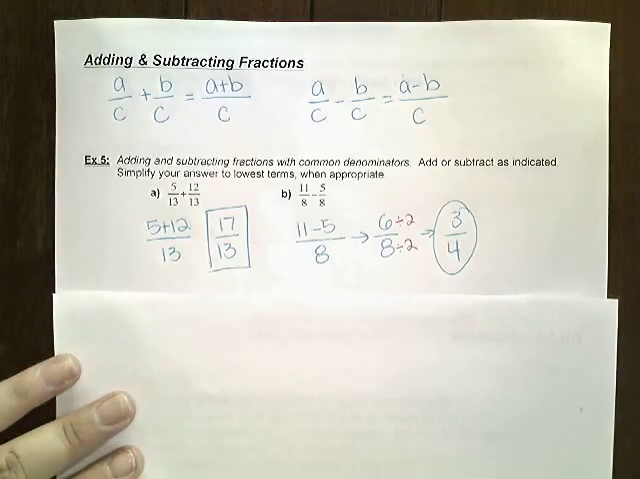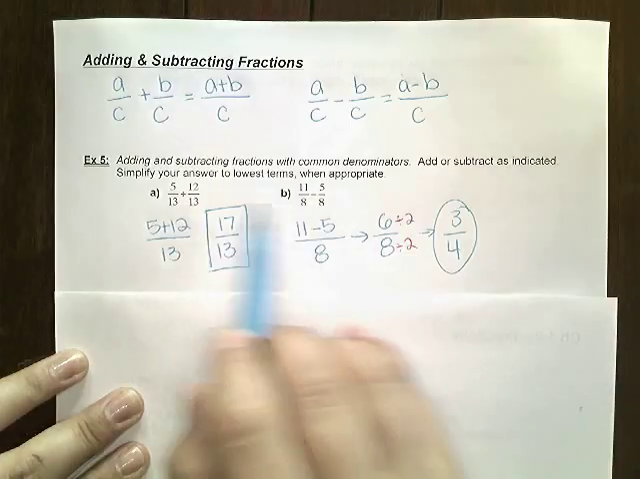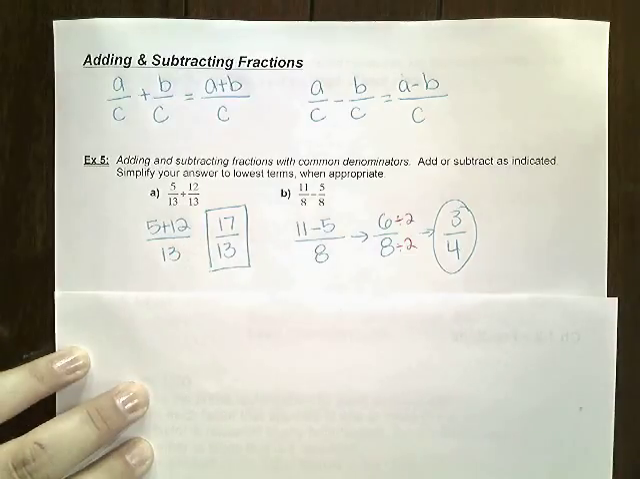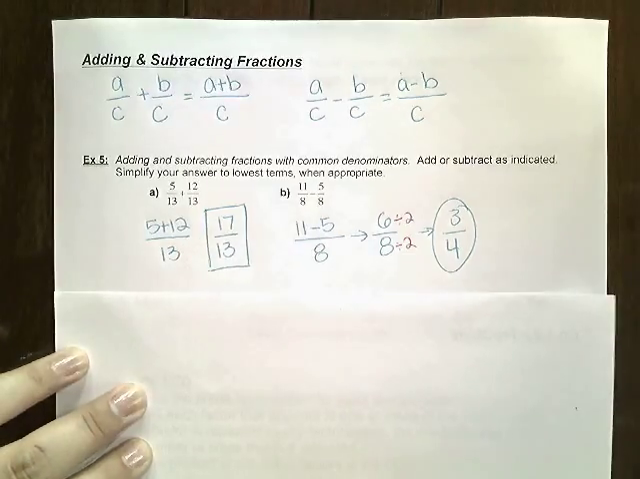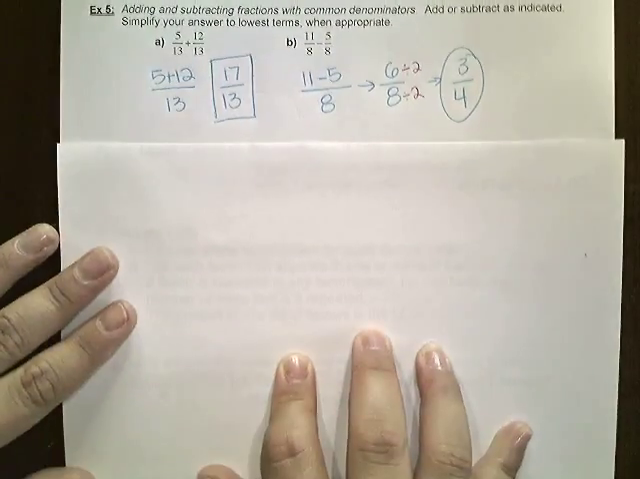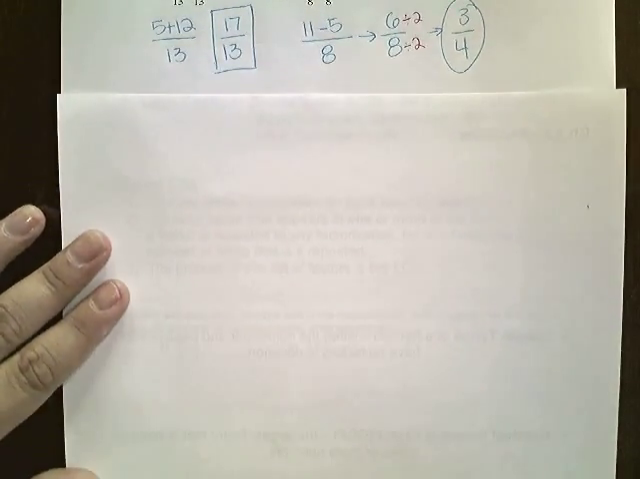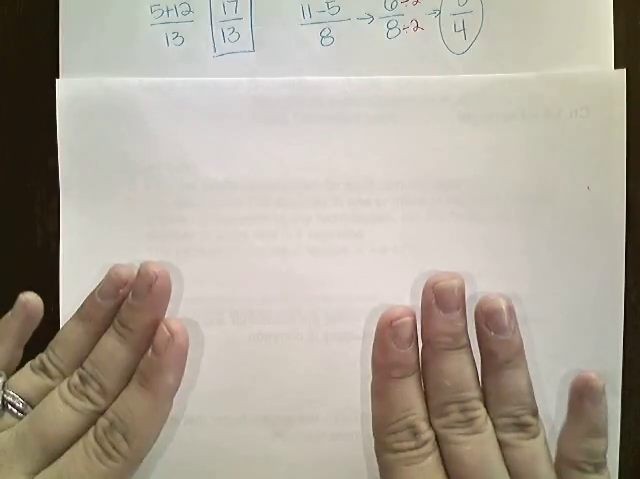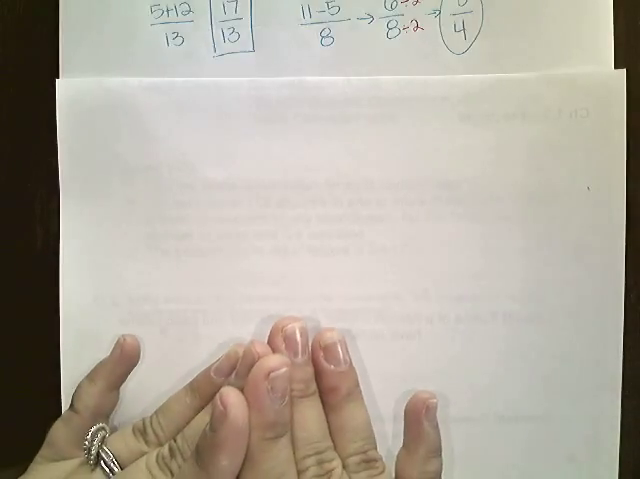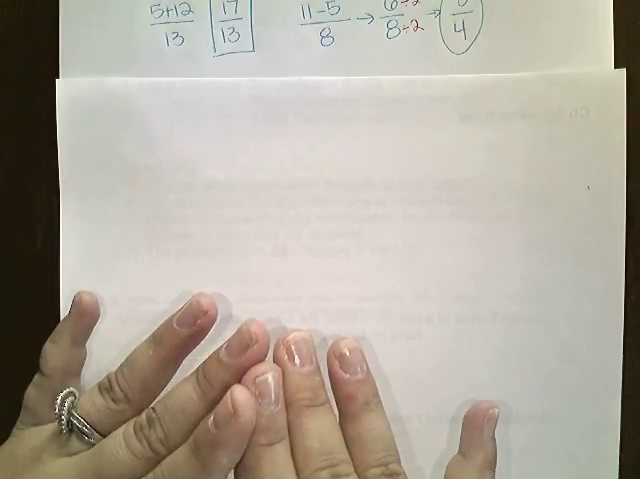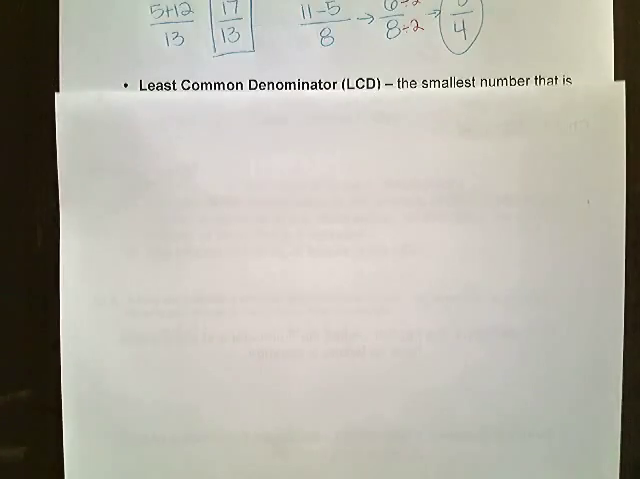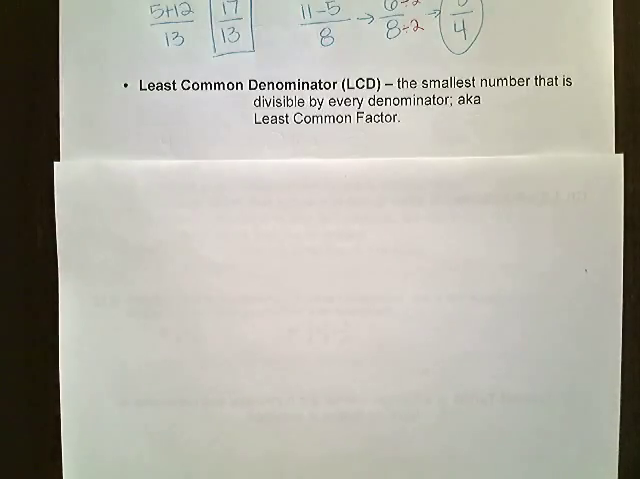Now, what happens when your initial fractions do not already have common denominators? Well, what you have to do is find a common denominator. One way to find a common denominator is just to take the two different denominators and multiply them by each other. That gives you a common denominator, but oftentimes that'll give you a common denominator that's much larger than it has to be. So we have this thing called the least common denominator.